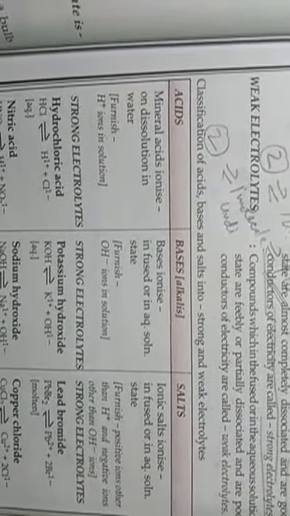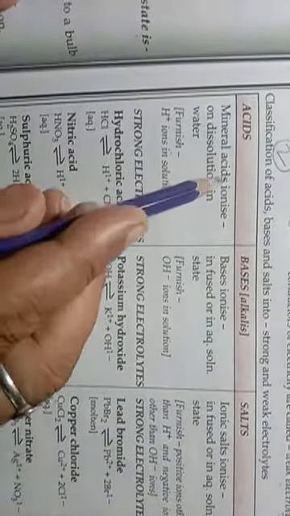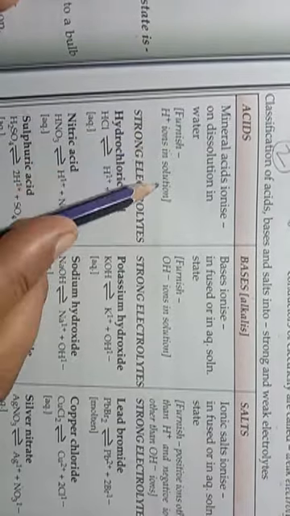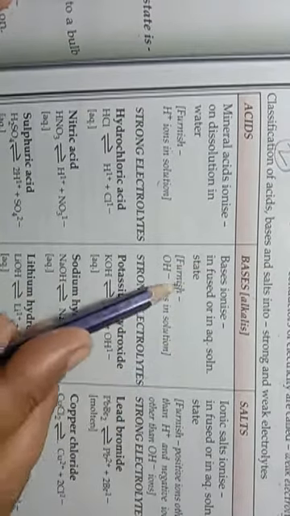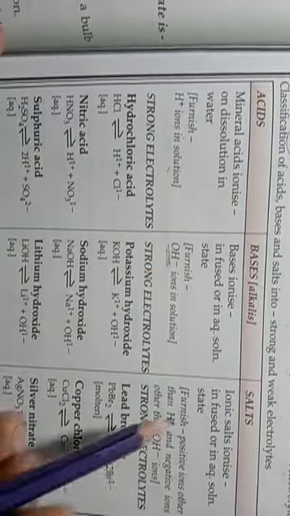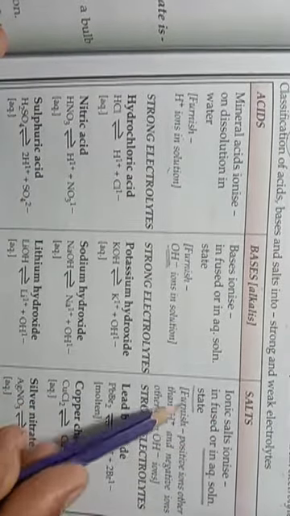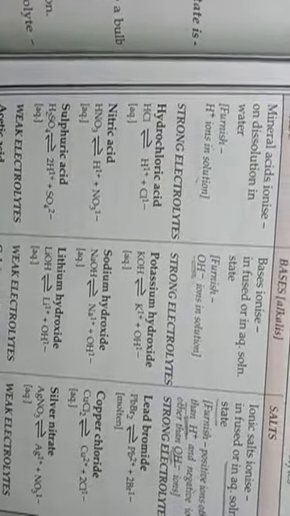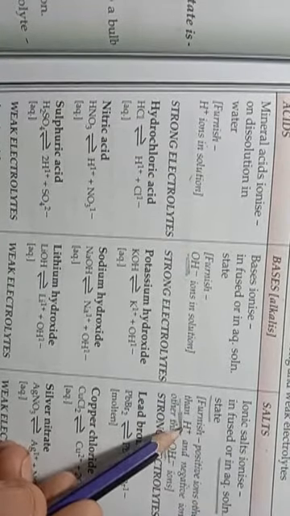Okay students, then the classification of acids, bases and salts into strong and weak electrolytes. Acids or mineral acids ionize on dissolution in water to furnish H+ ions in solution. Bases ionize in the fused or aqueous solution state to furnish OH- ions in solution. And ionic salts ionize in the fused or aqueous solution state to furnish positive ions other than H+ and negative ions other than OH- ions. So salts are compounds which produce positive ions other than H+ and negative ions other than OH- ions.